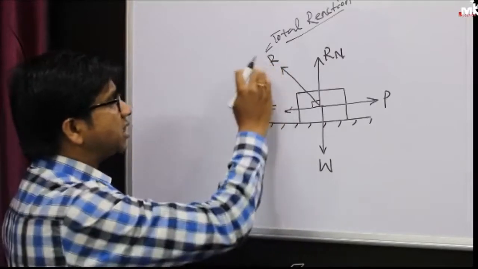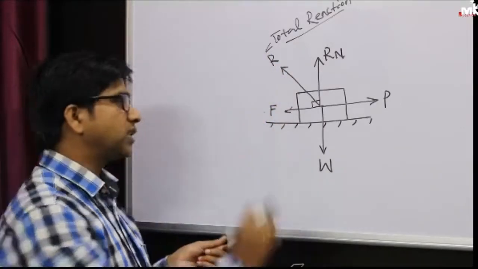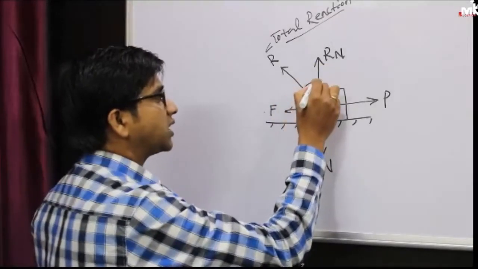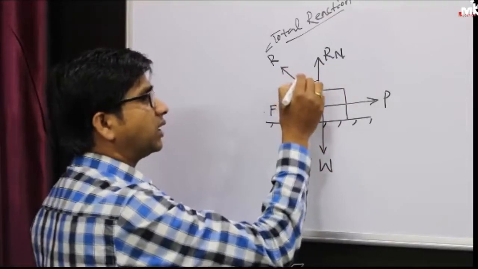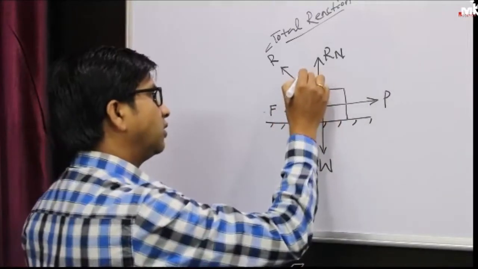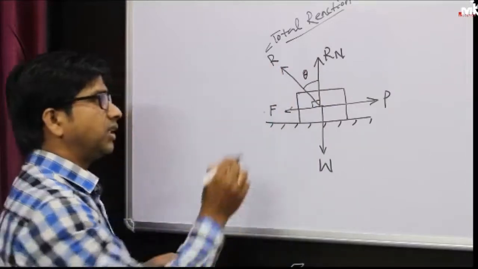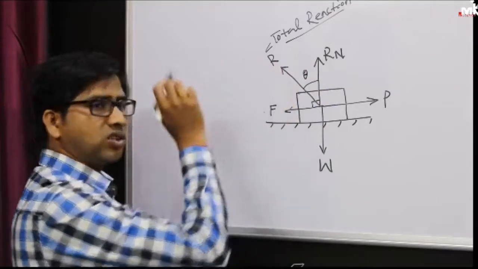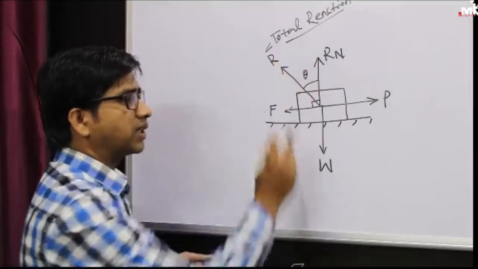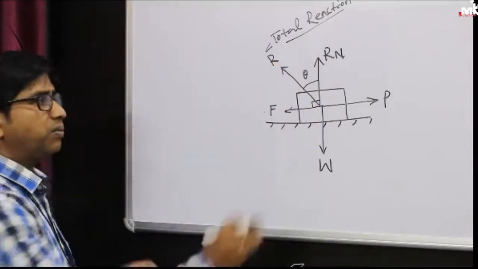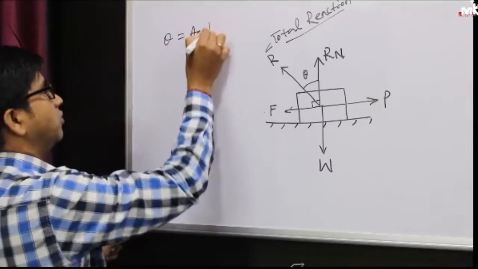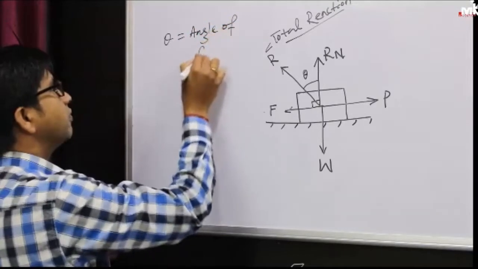Now this R, which is the total reaction or resultant, makes an angle with the normal reaction. This angle, whether you take it as theta, alpha or phi, we are taking as theta. So this theta means the angle made by the resultant of frictional force and normal reaction with the normal reaction, which is called the angle of friction. So this theta is our angle of friction, right?